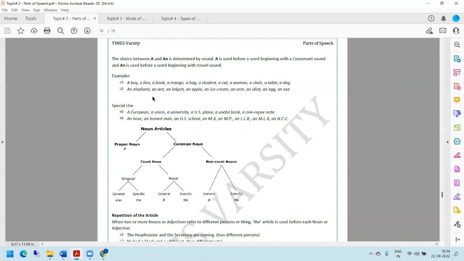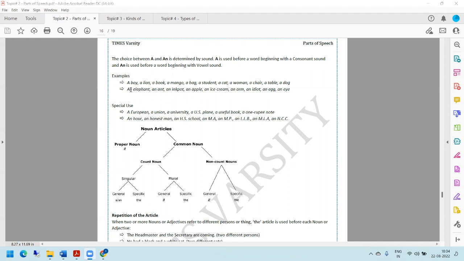Now somebody would like to explain this one? Anyone? Like some examples are there. What should be the sound? This is what I want to check. Yes, boy. Yeah, it should be a boy. A boy, right? Then a lion, a book, a mango, a bag, a student, like this.